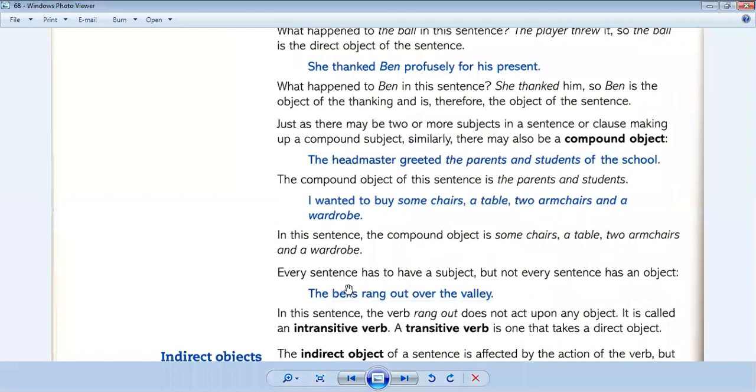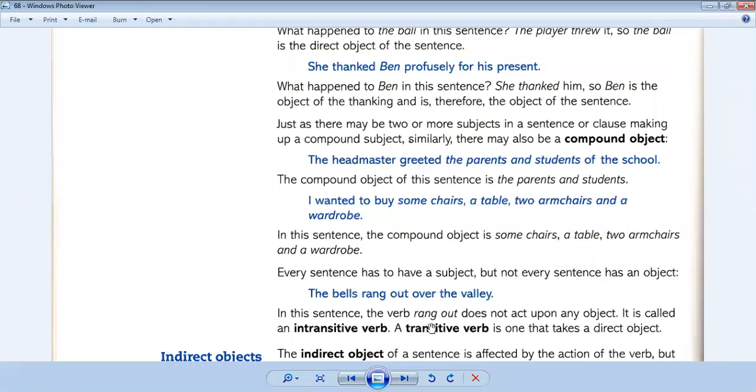Every sentence has to have a subject, but not every sentence has an object. As the sentence that Yasmin said earlier, this one didn't have an object. So it's not necessarily that you need an object for every single sentence. It's based on your need, if I need to add or not. For example, the sentence here: the bells rang out over the valley. Over the valley is a prepositional phrase. We don't really consider it as an object because the action didn't fall on someone or something.